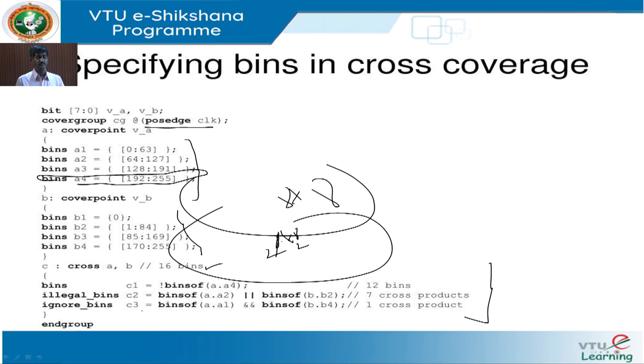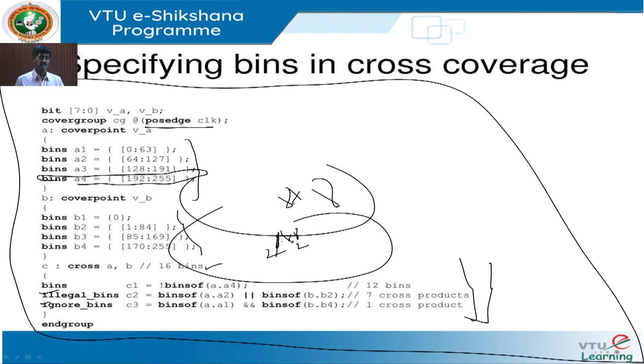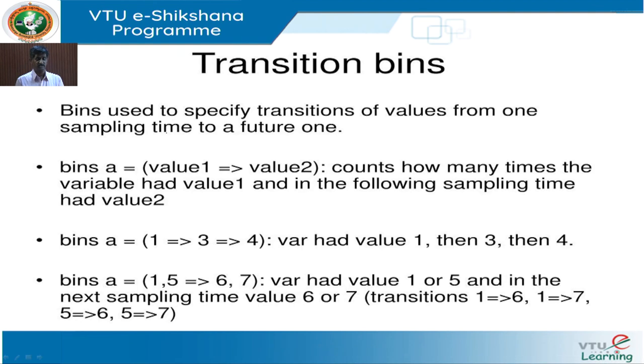So bins of, ignore the, this is the illegal bins, runtime error. Ignore the bins of all the occurrences of A.A1 and B.B4, that is a cross product which is obtained, to ignore it. So we can have multiple of these. So you can see how a specification is built from normal coverage to a complex coverage for the applications which are to be considered.